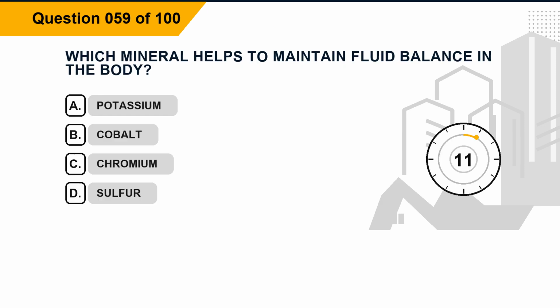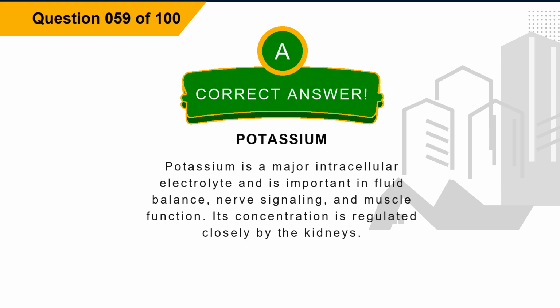Question 59. Which mineral helps to maintain fluid balance in the body? Option A. Potassium. Option B. Cobalt. Option C. Chromium. Option D. Sulfur. The correct answer is option A. Potassium. Explanation. Potassium is a major intracellular electrolyte and is important in fluid balance, nerve signaling, and muscle function. Its concentration is regulated closely by the kidneys.